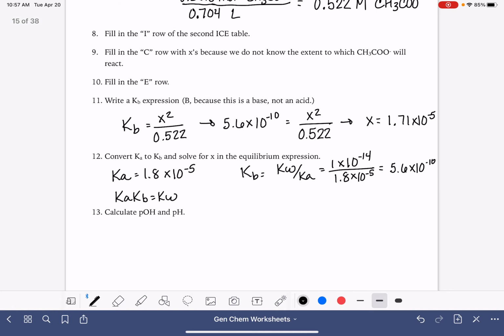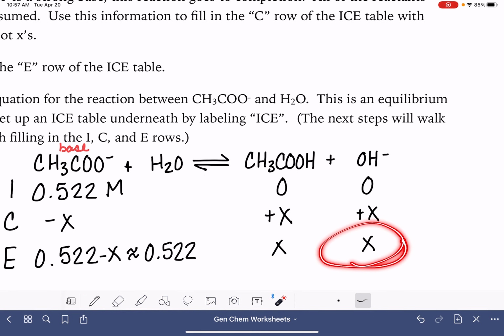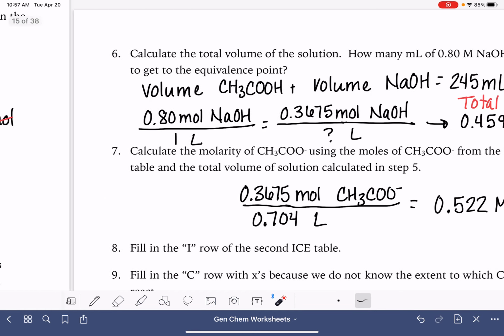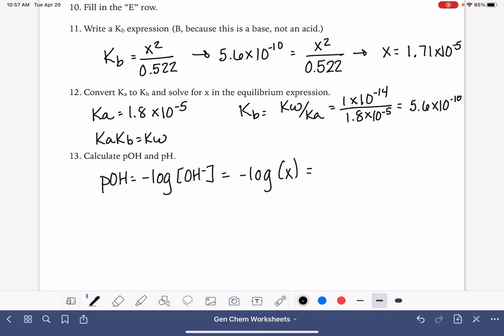What does x represent? Let's go back to our ICE table. X represents OH minus. So we can use x to calculate the pOH. pOH is going to be the negative log of the OH minus concentration, which is being expressed by x in our ICE table. The negative log of x is 4.77. pH is 14 minus pOH, which is 9.23. And we're done.